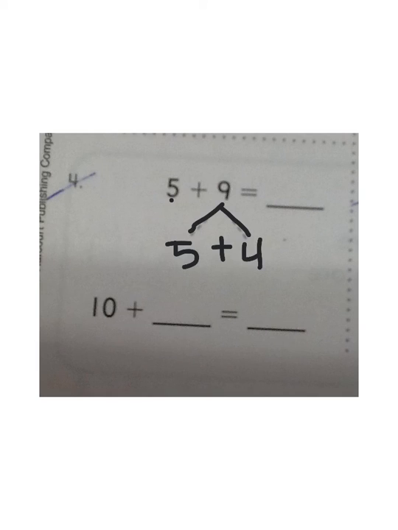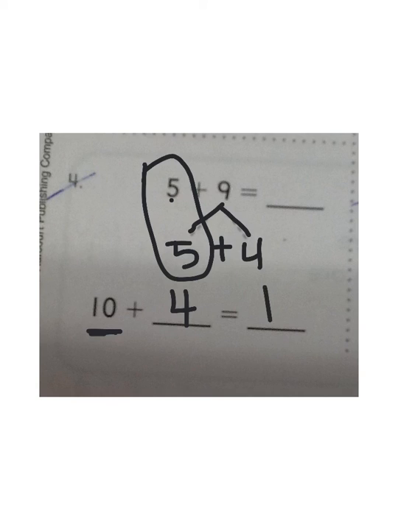That's 4. Okay, so I've made my 10. 5 plus 5 is 10. 4 is outside the circle, so I write 4 down. 10 plus 4 is 14. So 5 plus 9 is 14.